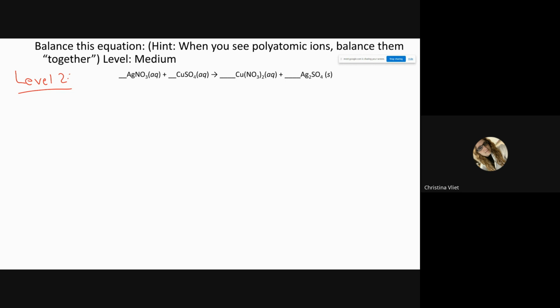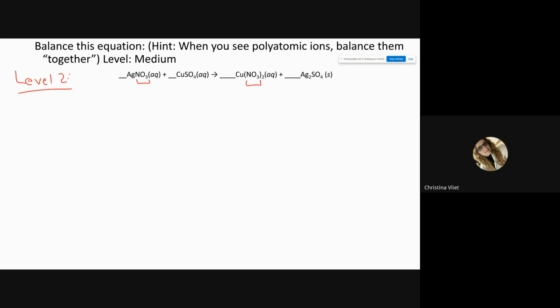Remember I mentioned when you see a polyatomic ion, this was one of the tips. You want to balance the polyatomic ion as if it was one thing. Don't separate it into the oxygen, because if you do, you're going to drive yourself up a wall. Or get lost in the applesauce. So look for polyatomic ions. I see one here. It's the same here. That's important. They have to be the same on both sides.